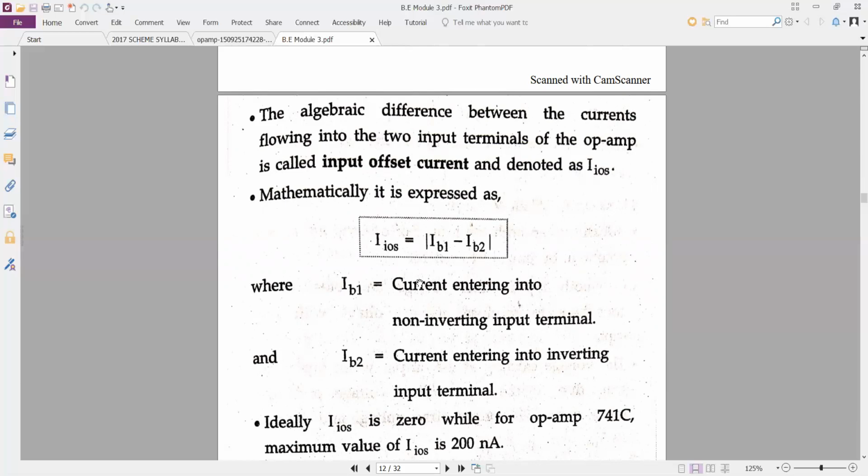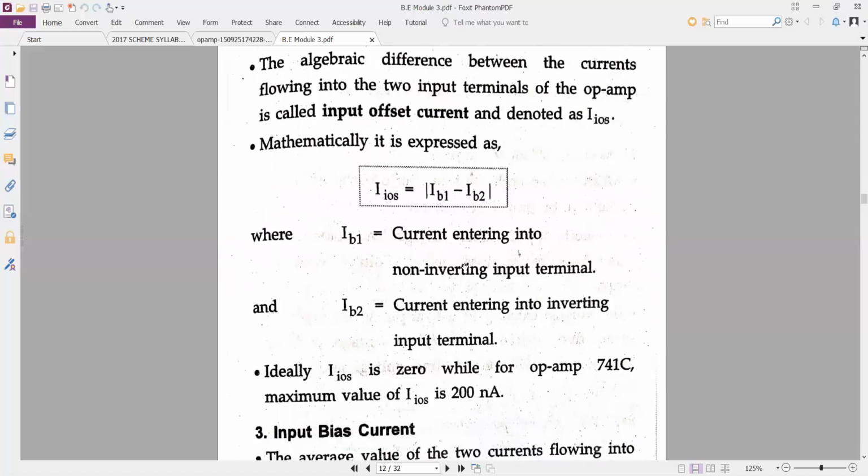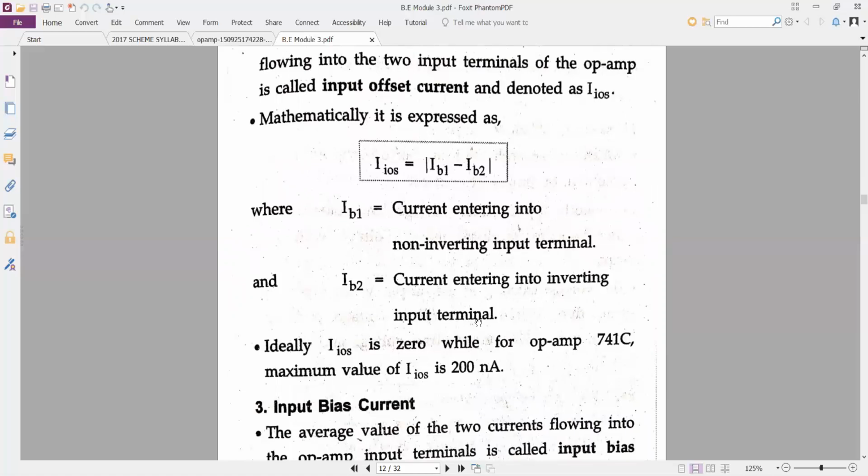IIOS, and mathematically we write it as IIOS equals modulus of IB1 minus IB2. What is IB1? It is the current entering into the non-inverting input terminal. IB2 is the current entering into the inverting terminal. Ideally IIOS is 0, while the op amp 741 IC has a maximum value of IIOS that is nearly around 200 nanoamperes.